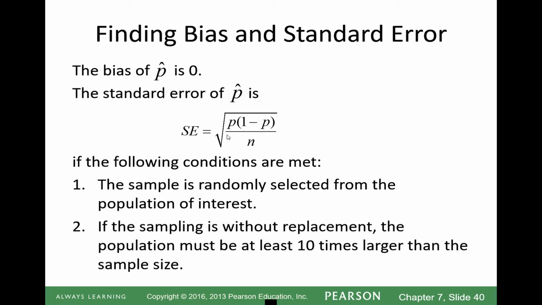Now you can use this formula when the sample is randomly selected from the population of interest. If the sampling is without replacement, the population must be at least 10 times larger than the sample size.